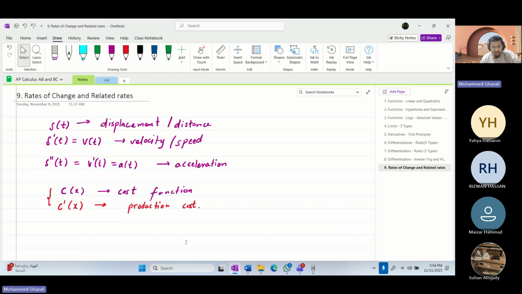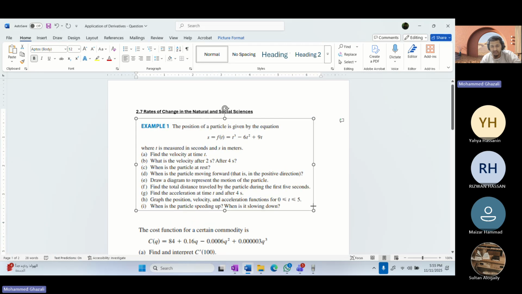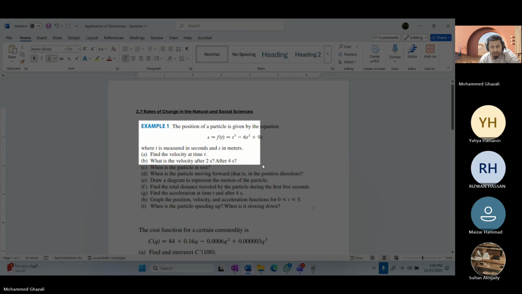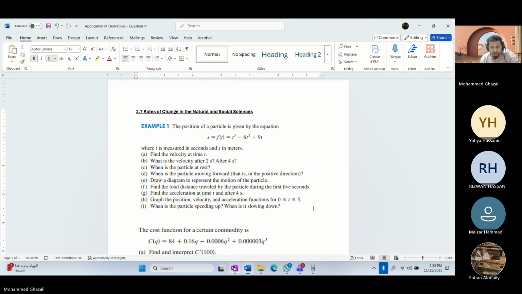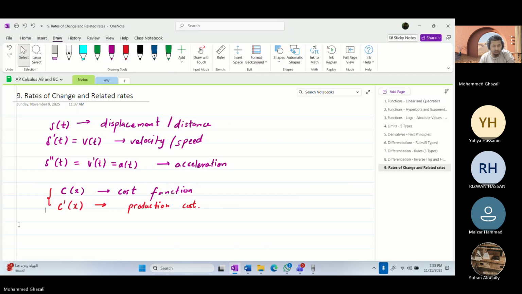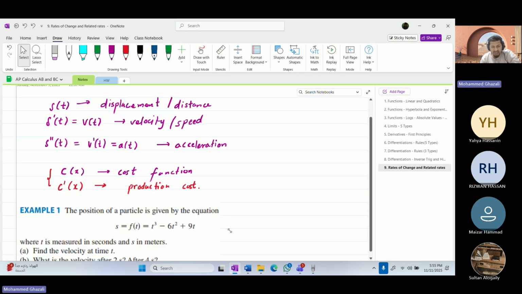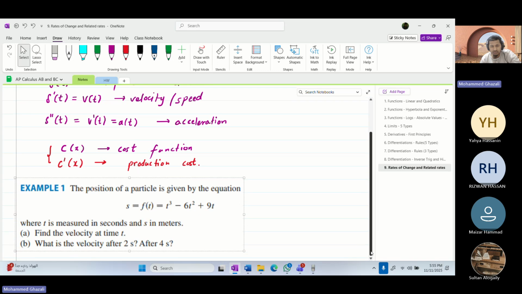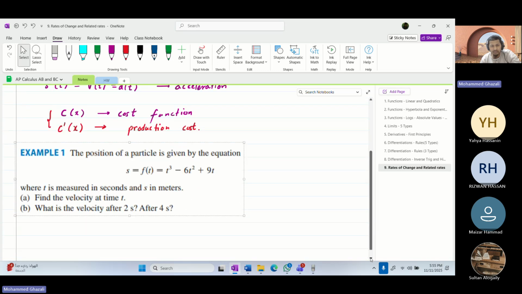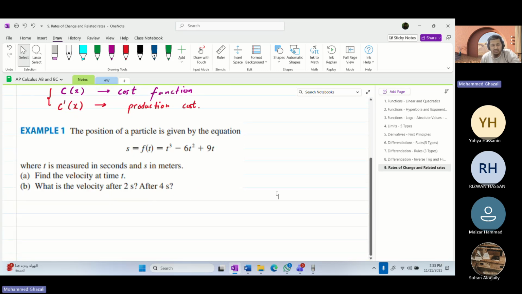There are a lot of questions here. So let's take a few questions at a time and work with that. So see what it says. The position of a particle is given by the equation. So that's a position function. In other words, the particle is in motion as we increase time.